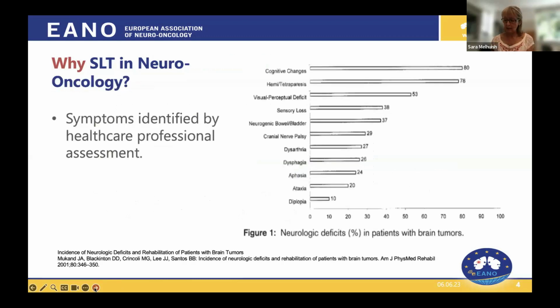Looking at a different set of data, this time it's from assessments by healthcare professionals rather than self-report. We can see a different symptom profile. Here it gives a prevalence of 27% for dysarthria, which is a motor speech disorder causing slurred speech, 24% for dysphasia, but no difference between receptive and expressive, and 26% for dysphagia, or a swallowing difficulty.